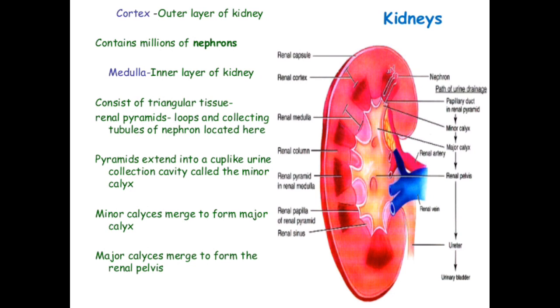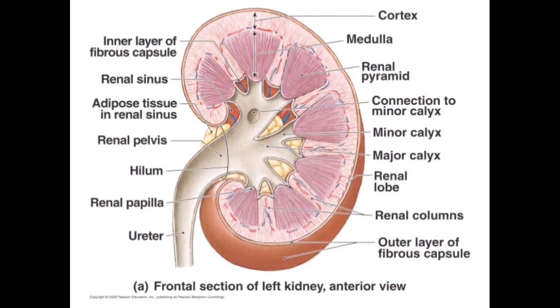The nephron is also known as the uriniferous tubule, and each kidney consists of about 1.2 million, that is 12 lakh, nephrons. See the detailed structure of the kidney: cortex, medulla, renal pyramid, renal lobe, renal columns, hilum, ureter, etc.